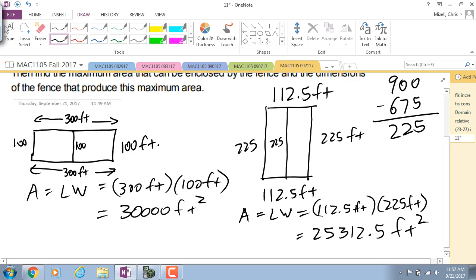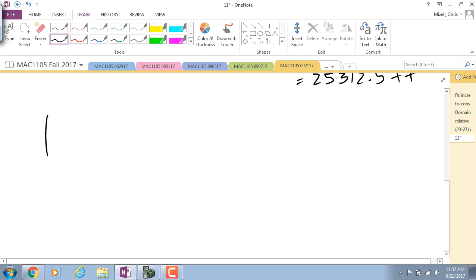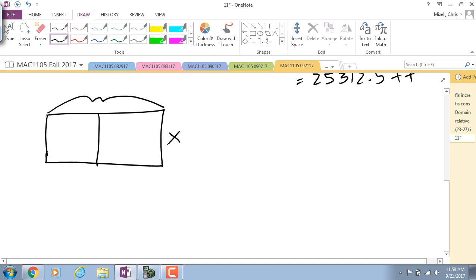So I think it makes sense if we just call this X. We should be able to express this other dimension in terms of X. So that's X, and that's X, and that's X. How much have we used so far? X plus X plus X. How much is that? 3X. So we used 3X. Now we want to use a total of 900. So how much do we have left?